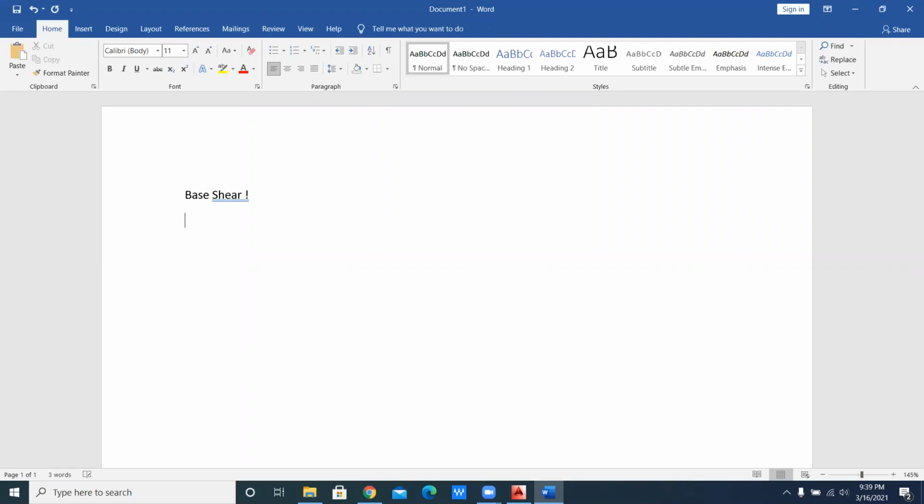Okay, so base shear is a maximum lateral force that will occur due to the seismic ground motion at the base of the structure. It can occur at the base of the structure, and lateral force basically means the force that is normally acting in the horizontal direction with reference to the plane, okay.